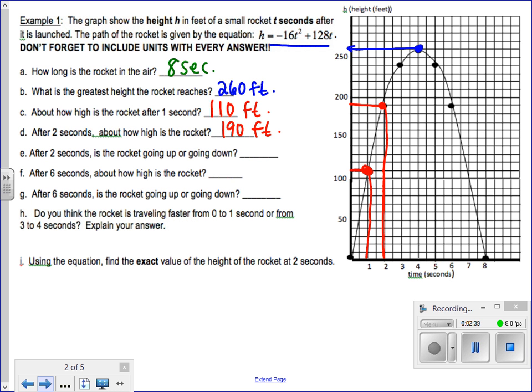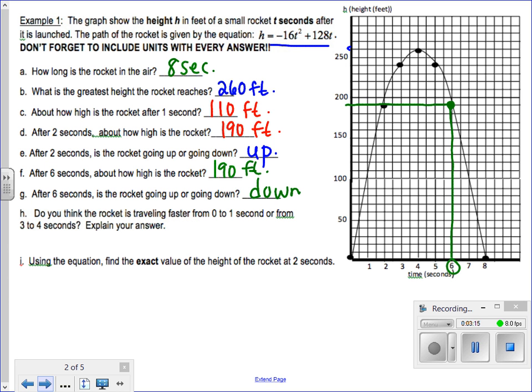After 2 seconds, is the rocket going up or down? Well, it looks like the rocket's on that upward trajectory. That's a hard word to say, so it's going up. All right, let's look at the next part here. After 6 seconds, about how high is the rocket? So now this time I'm going to go to 6 seconds, go up to my graph, and it looks like my rocket is again at about 190 feet. But this time after 6 seconds, that's when the rocket is going down.